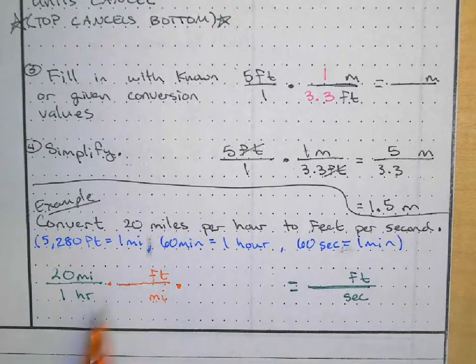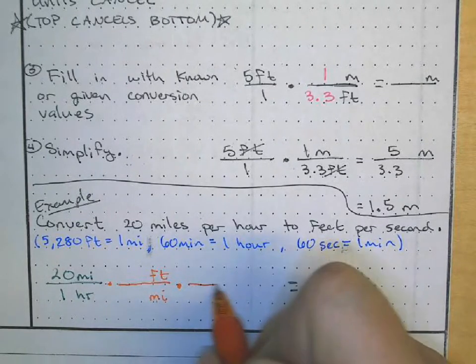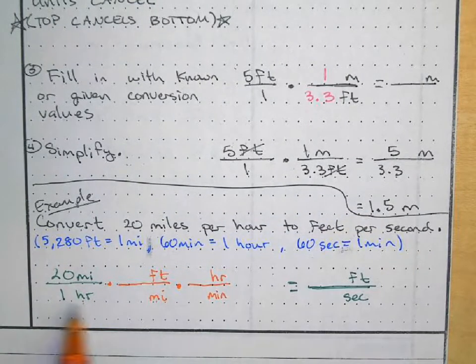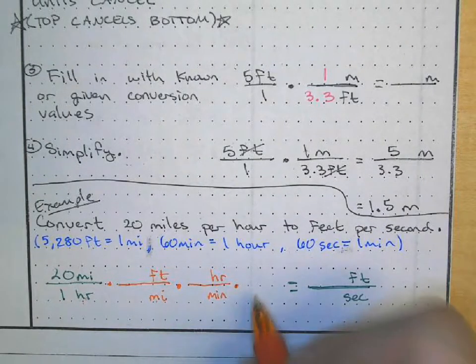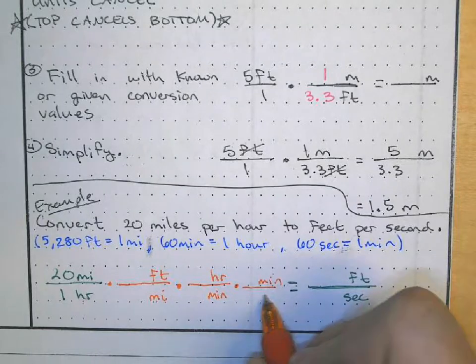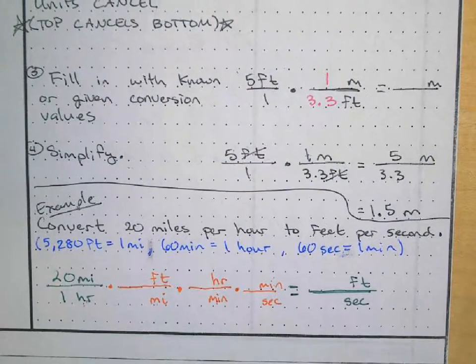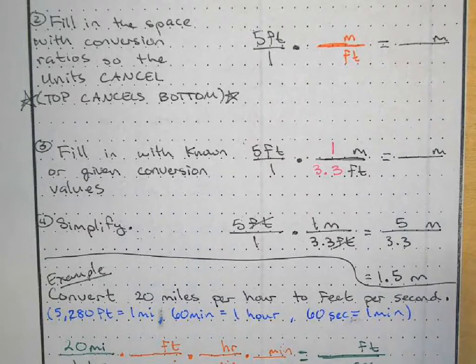Now let's convert hours to seconds. Well, I can't jump straight to seconds, so I'm going to have to do it one step at a time. First, I can convert hours to minutes. I want to get rid of hours, so I'm going to put minutes on the bottom. Top cancels bottom. And I'm going to do the same one more time to convert minutes to seconds. So I'll put minutes on top and convert it to seconds. And now my minutes cancel. So hours will cancel, minutes will cancel, and I'm left with seconds on the bottom. So we filled in the space with our conversion ratio so that our units cancel.